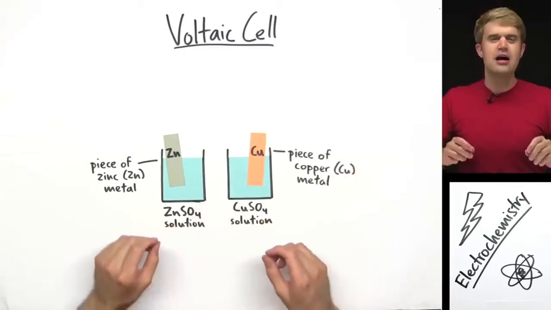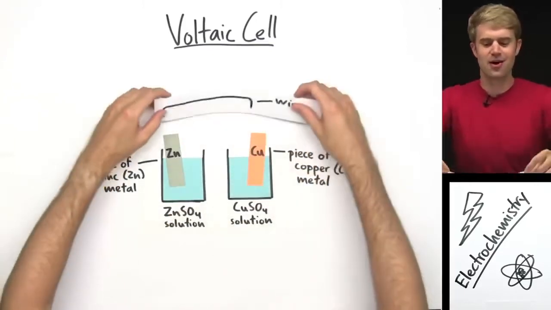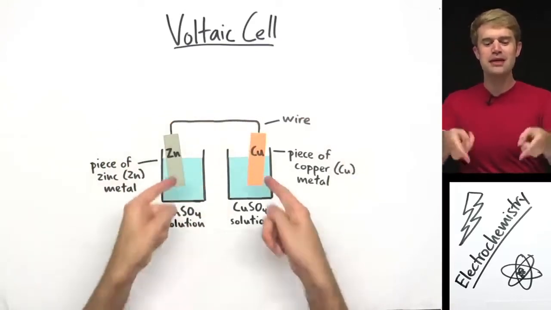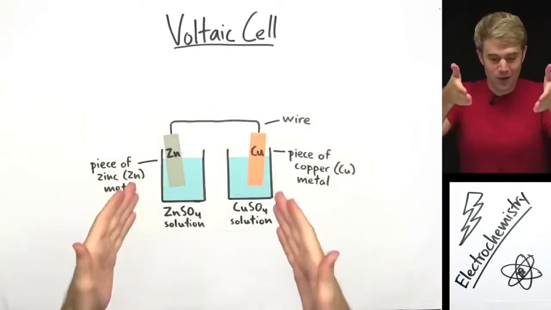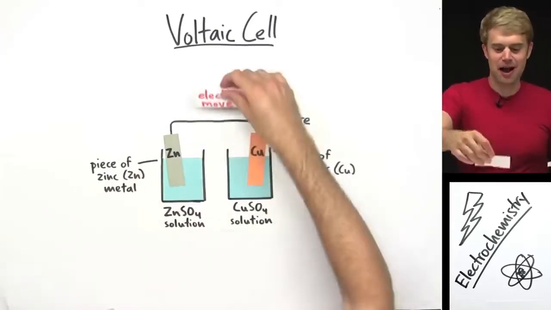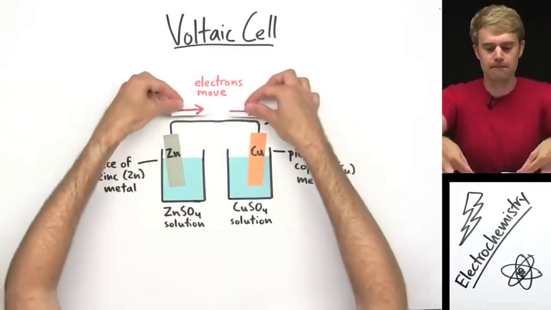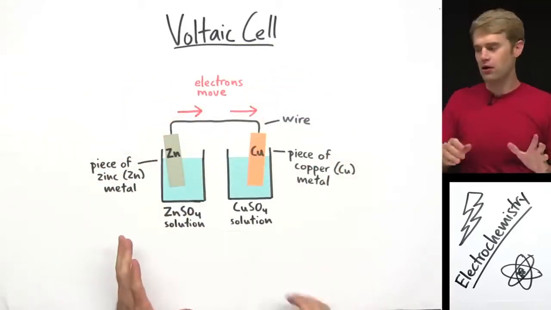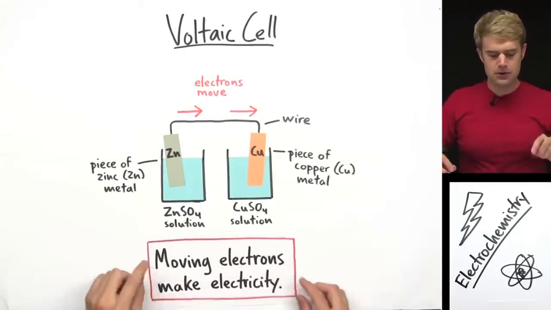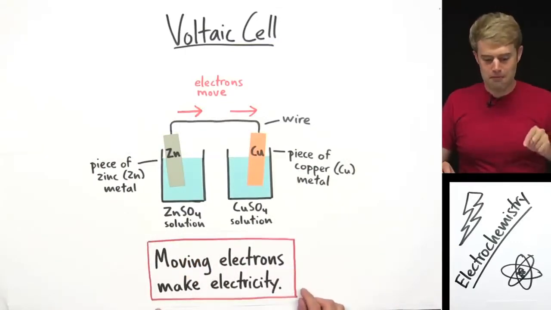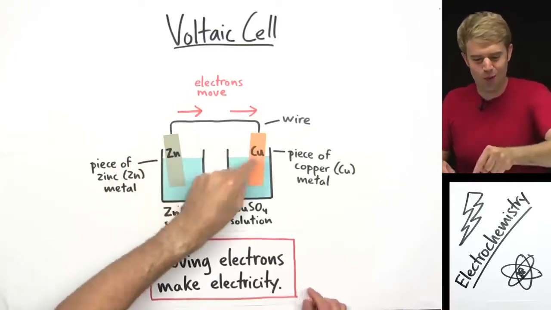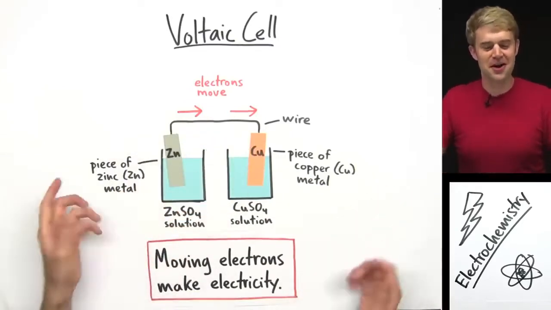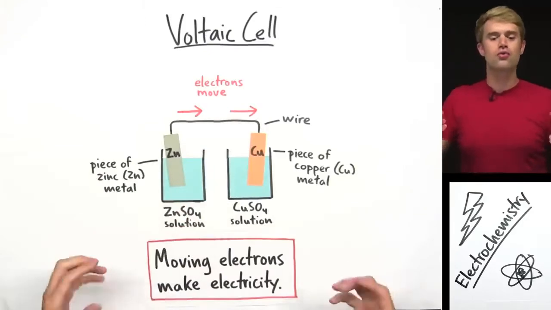The next thing we do is we take a metal wire, and we use that to connect the two pieces of metal together. And when we do this, something amazing starts happening. Electrons start moving through this wire. They move from the zinc metal into the copper metal. Now, this is a big deal because moving electrons are what make electricity. So when we hook this wire together with the pieces of metal and electrons start moving through it, we have electricity moving through this wire.